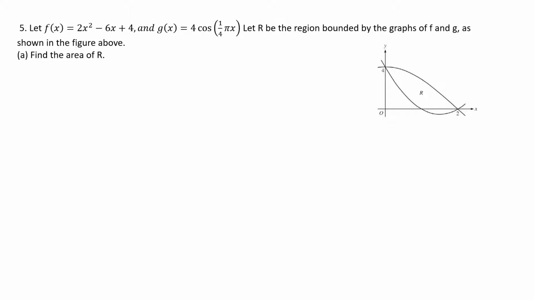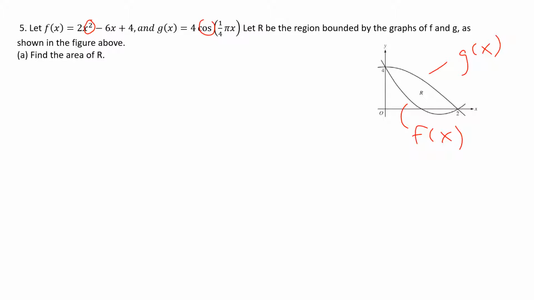I want to point out here that g of x is a cosine function, which kind of resembles this curve right here. This is our g of x. It looks like a cosine function. That's how I tell them apart. And this bottom curve here must be f of x, but it also looks like an x squared function. So x squared and cosine.